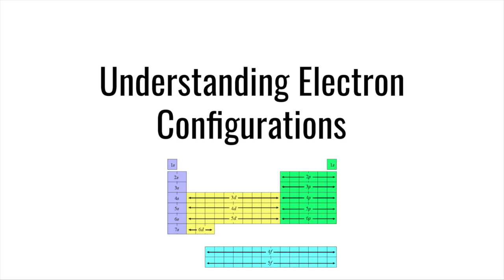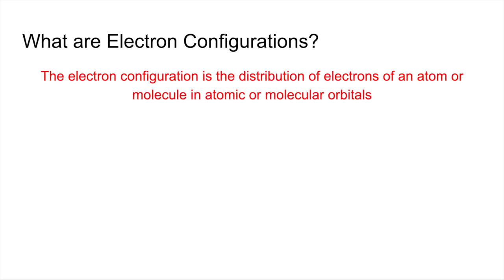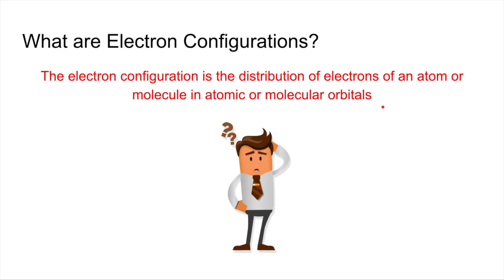Let's get started. In order to start writing electron configurations, we first have to learn what they are. The internet definition for this is, the electron configuration is the distribution of electrons of an atom or molecule in atomic or molecular orbitals. So right off the bat, this definition can seem confusing. So let's break this up. Let's focus on this word orbitals.